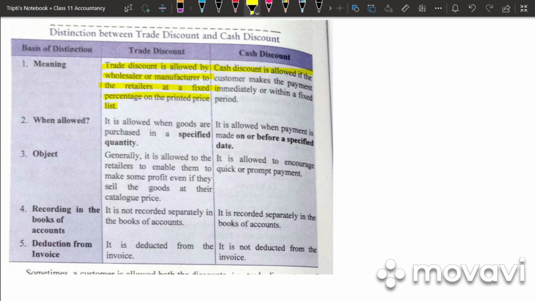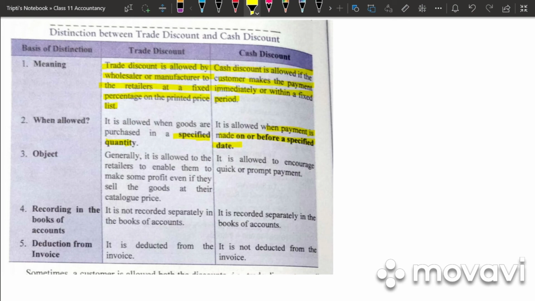Next we have cash discount is allowed if the customer makes the payment immediately or within a fixed period. Next we have when allowed. Trade discount is allowed only when there is a specific quantity, but cash discount is allowed when payment is made on or before a specified date. So ट्रेड डिस्काउंट में जब क्वांटिटी ज़्यादा है तभी आपको डिस्काउंट मिलेगा, but कैश डिस्काउंट में जब आपने पैसे टाइम से दे दिए तो आपको डिस्काउंट मिलेगा.